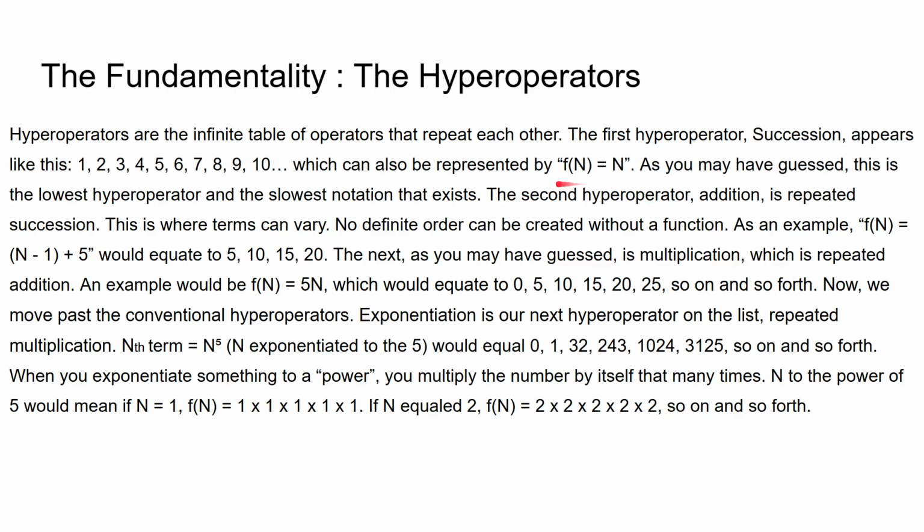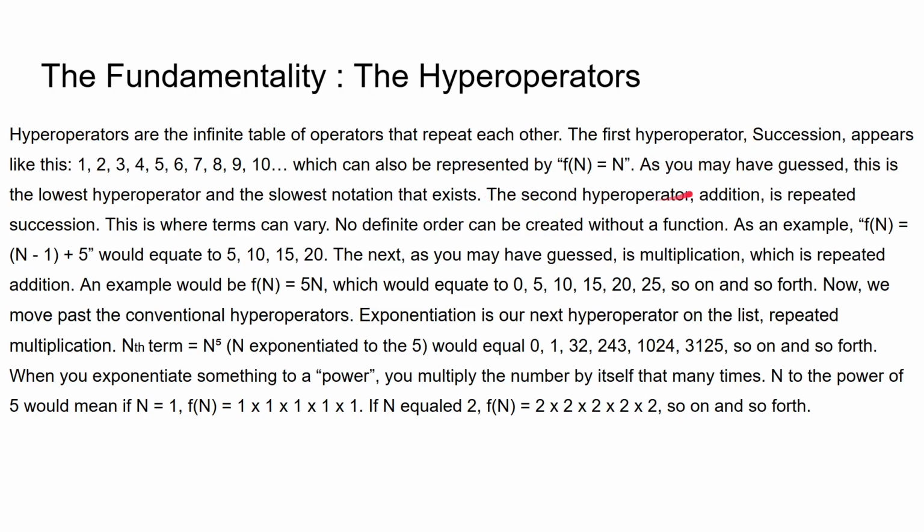This just means that it's counting. n is going to be the nth term. So n is equal to 1 when you're on the first term, n is equal to 2 when you're in the second, 3, 4, 5, 6, 7, 8, 9, 10, 11, 12, 13, 14, 15, so on and so forth. So yeah, everything is just repeated succession. It's the slowest of all things.